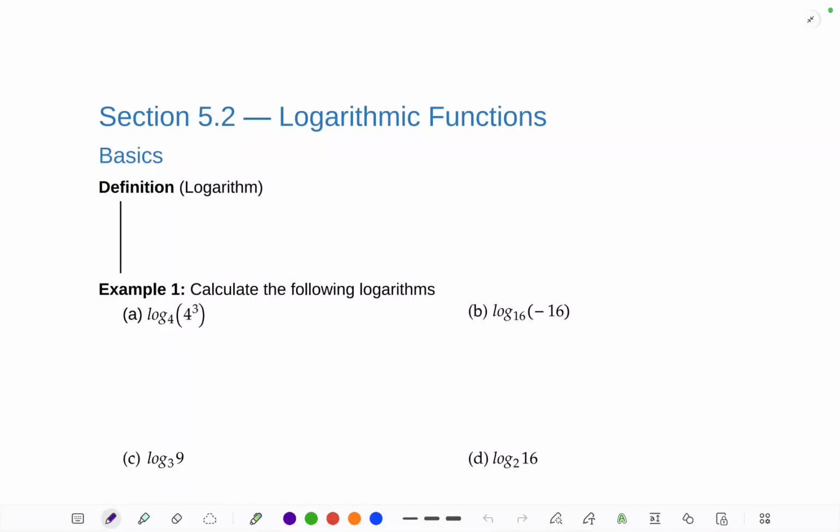Hello, today we're doing section 5.2, logarithmic functions. The basics. So what's the definition of a logarithm? If b to the x is equal to y, then log base b of y is equal to x.